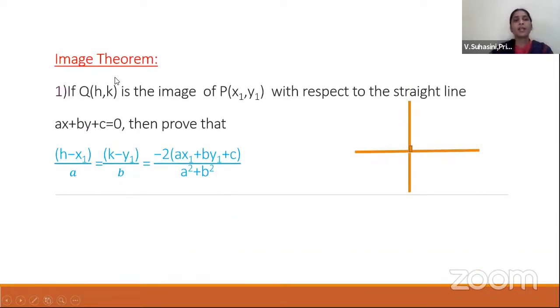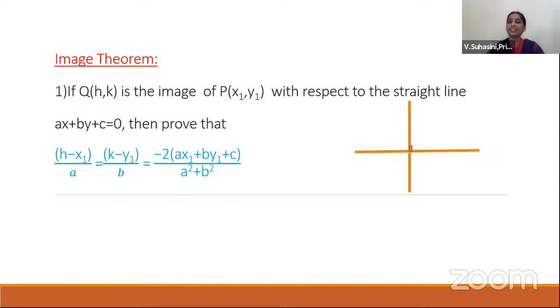Dear children, we are going to look at the next theorem, which is also called the image theorem. Let us take the statement, children. If Q(h, k) is the image of P(x1, y1) with respect to the straight line ax plus by plus c equal to 0, then prove that (h minus x1) by a equal to (k minus y1) by b equal to minus 2 times (ax1 plus by1 plus c) by (a square plus b square). Hope you can get some similarities from the previous statement to this statement.